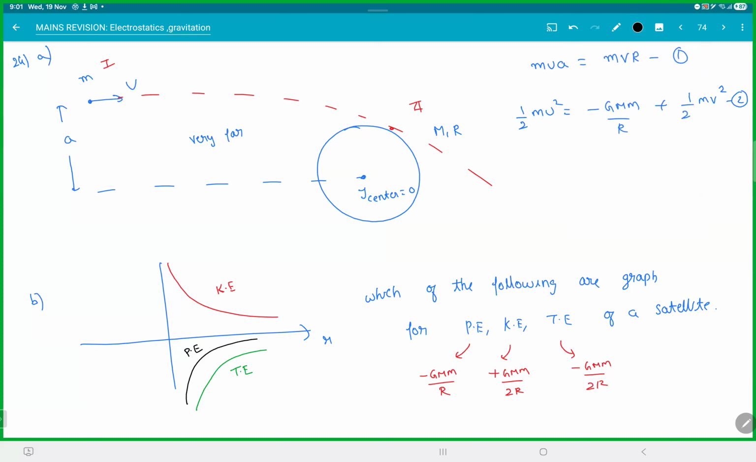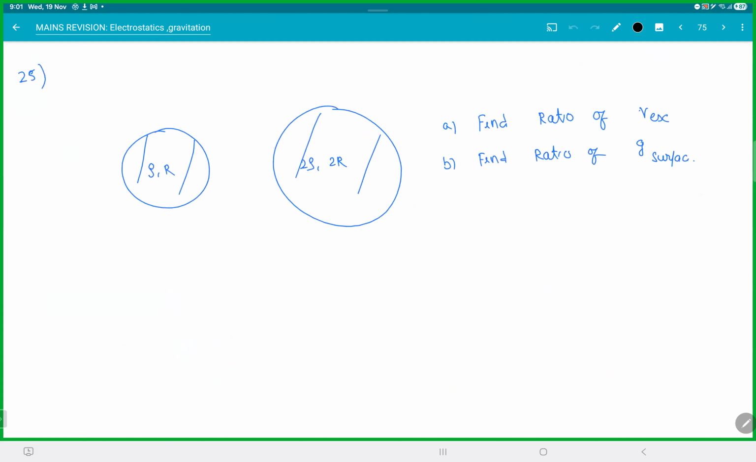Clear? Easy one, but yeah, people do goof up. Check it out. Clear with that? Potential energy is more negative. You have two planets, rho and r, 2 rho and 2 r. Find the ratio of escape velocity and the gravity on the surface.